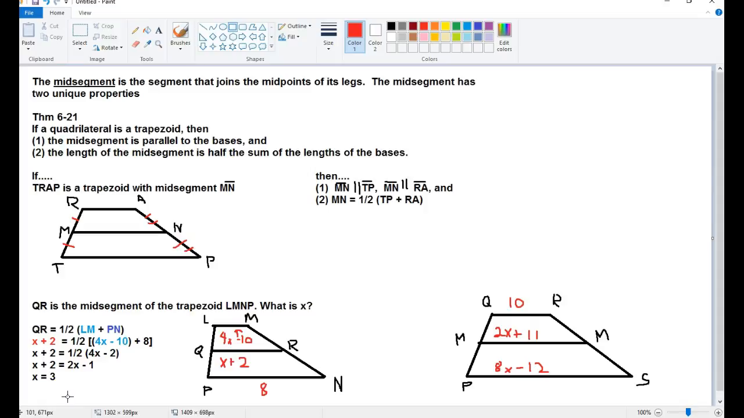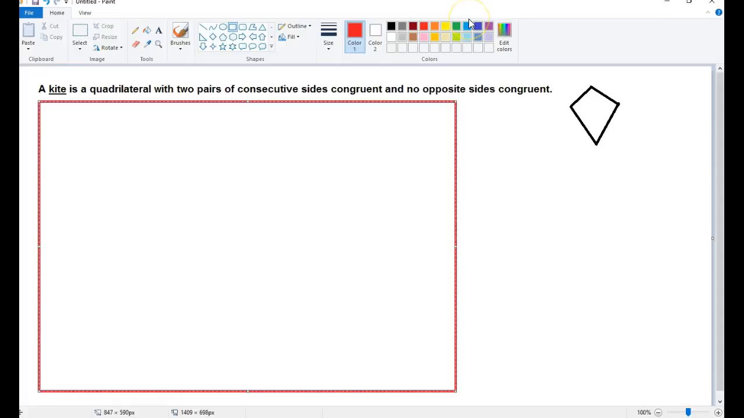All right, and now we're going to be working next with kites. The last one we're going to do is a kite, which is a quadrilateral with 2 pairs of consecutive sides that are congruent, but the opposite sides are not congruent. So this side and this side are going to be congruent to each other. This side and this side are going to be congruent to each other, but this side would not be congruent to that. You guys should know what a kite looks like. Those are the main things about it.